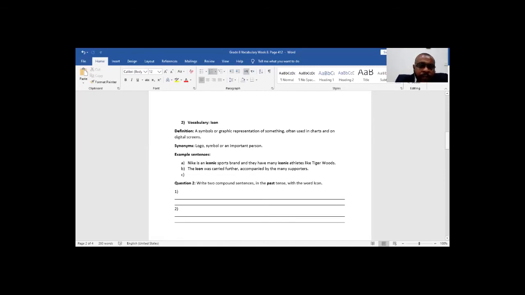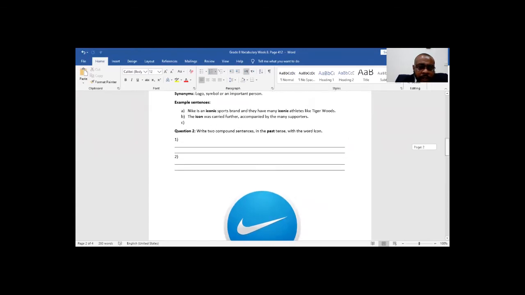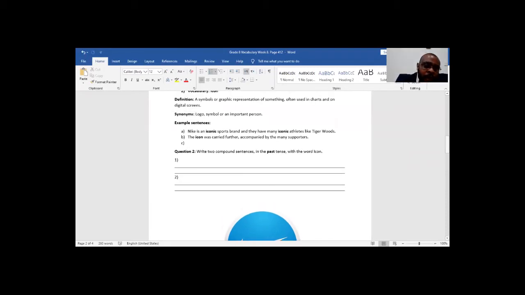How do you use it in a sentence? I have the first sentence here: Nike is an iconic sports brand, and they have many iconic athletes like Tiger Woods. So here, icon or iconic is used to describe an important company or an important athlete, Tiger Woods. The second sentence: the icon was carried further, accompanied by many supporters. So there we're talking about icon as a picture or a symbol.